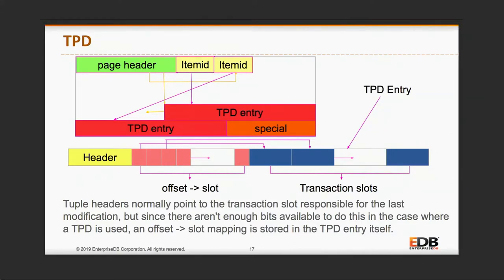So initially, we create 8 transaction slots. But if it needs more transaction slots, then we expand the number of transaction slots. So next time, we create 16, and it goes like this.